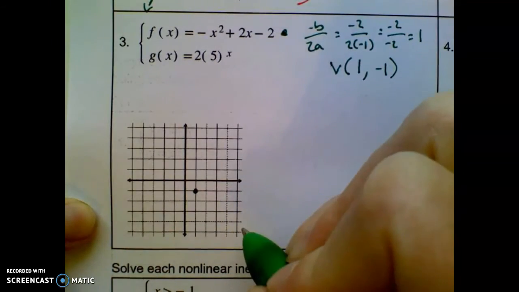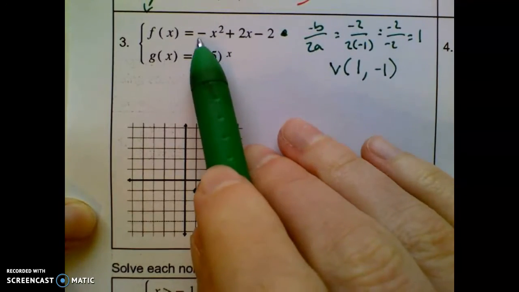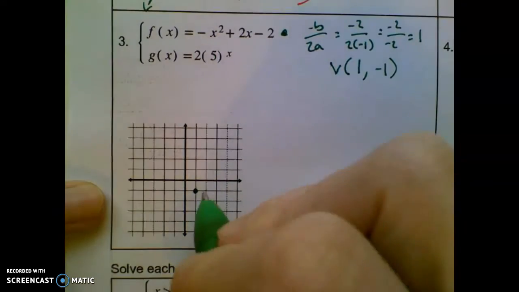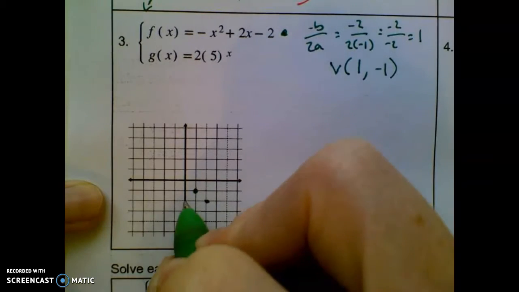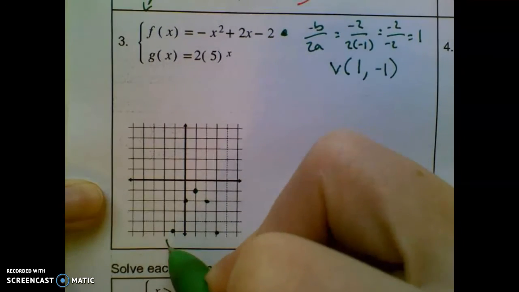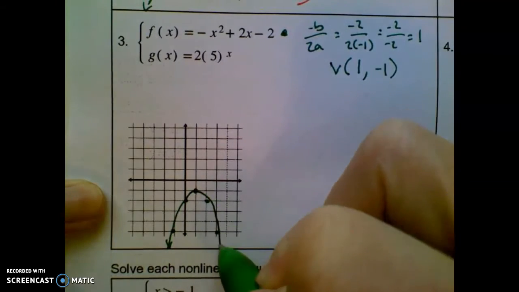And I love my 1, 3, 5 pattern. Multiplier is always that number on the outside of that a value. So it's a -1, 3, 5 pattern. So I'm going to go down 1 over 1 to the left and right, and down 3 over 1 to the left and the right. So now I have my quadratic.